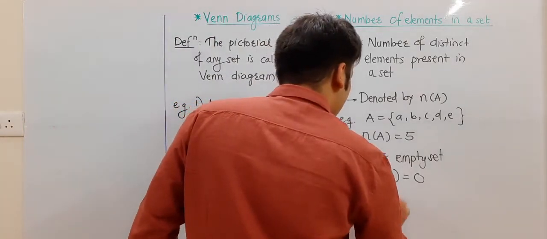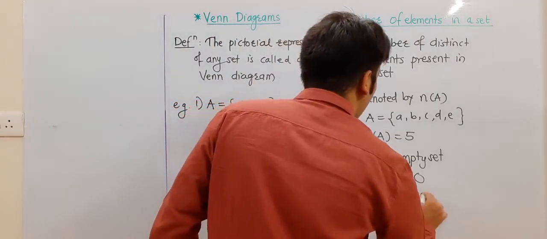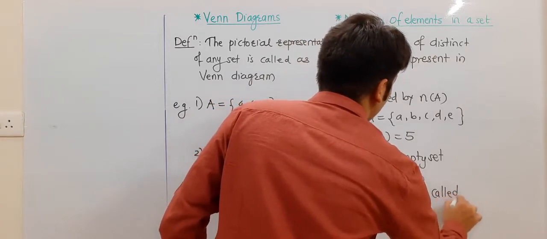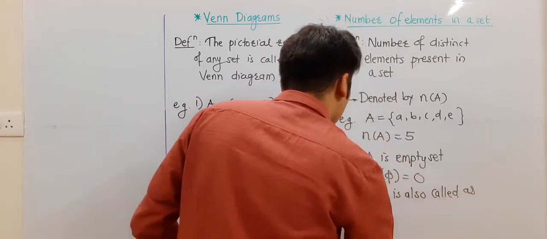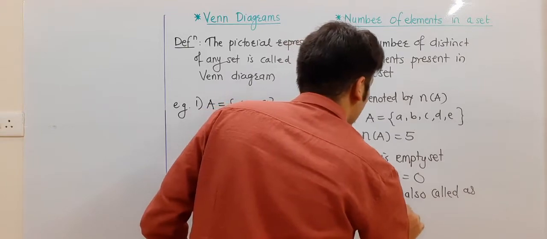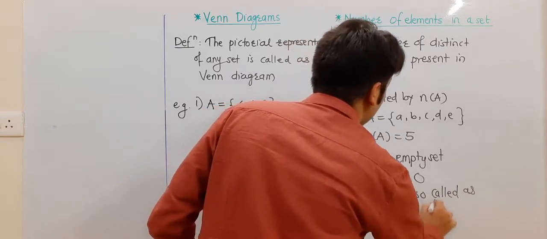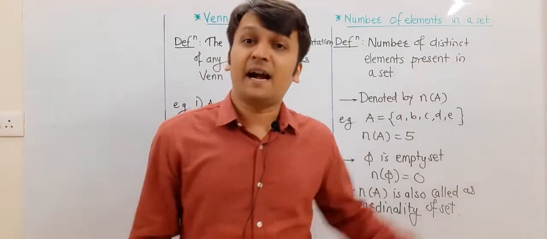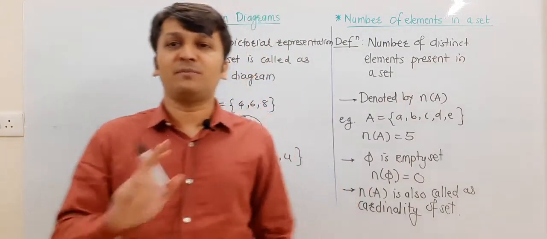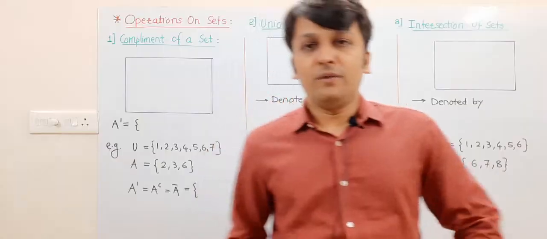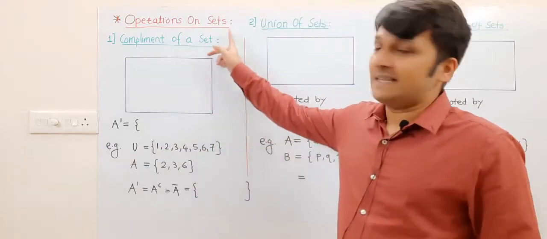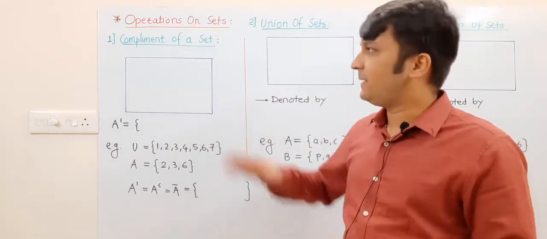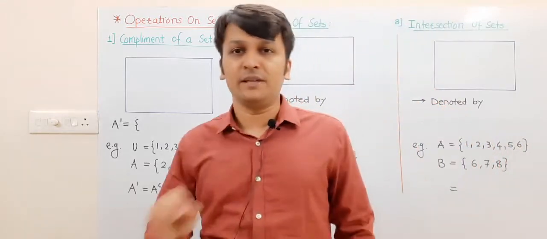Check next. Next is the last one. n(A) is also called the cardinality of a set. Remember, this number of elements is also called the cardinality of a set. So these two are the most important concepts we had. We will start now operations on sets. Okay, operations on sets. See how to do these operations.